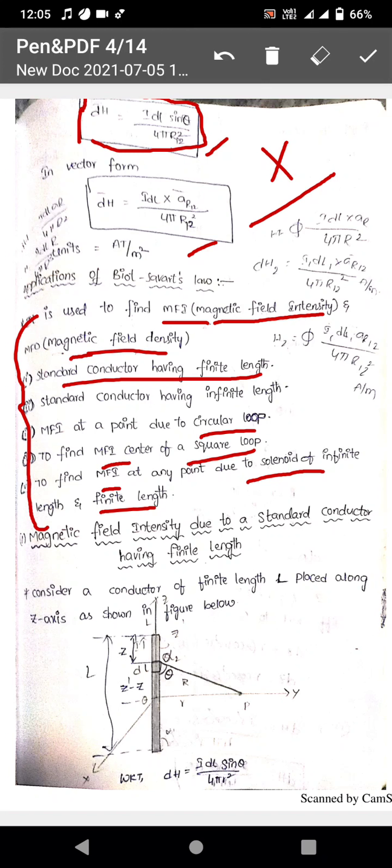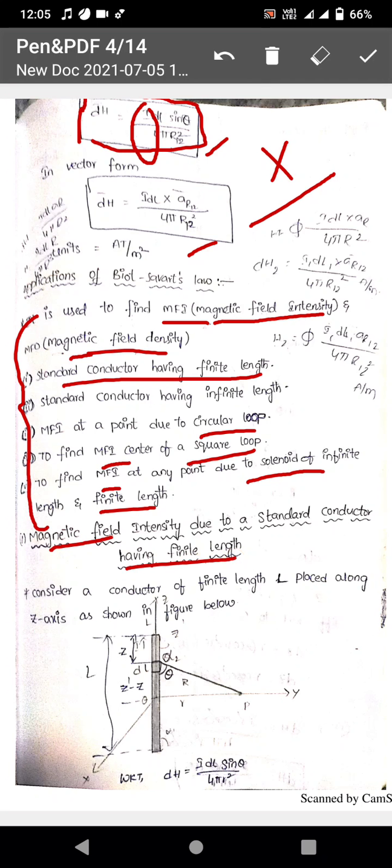First of all, we have to understand what Biot-Savart law is. Simply, we can write Biot-Savart law in the form of Coulomb's law. The magnetic field intensity H bar is proportional to IDL sine theta and inversely proportional to the square of the distance. If you remove the proportionality, a constant will come, that is 1 by 4 pi. Now, first we go for magnetic field intensity due to a standard conductor having finite length.